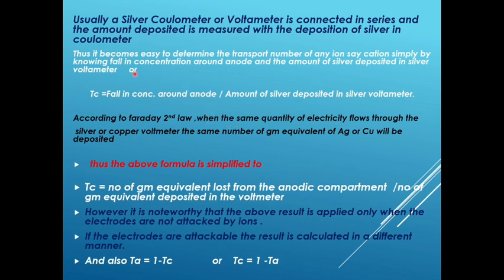इसकी वजह से now it becomes easy to determine the transport number of any ion simply by knowing fall in concentration around anode and the amount of silver deposited in the silver voltameter or copper coulometer. अब सेम फॉर्मूला को हम लोग कैसे सिंप्लीफाई कर सकते हैं? Now transport number of cation, ये क्या हो गया? This becomes number of gram equivalent lost from the anodic compartment divided by number of gram equivalent deposited in the voltameter.